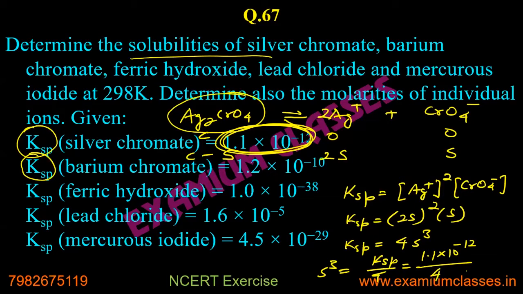Now, whatever you get, you will have to take the cube root, because S will be this value. So in this case, you will get S cube as 0.275 into 10 to the power minus 12, and S you will get 6.5 into 10 to the power minus 5. As these are concentrations, always mole per liter.